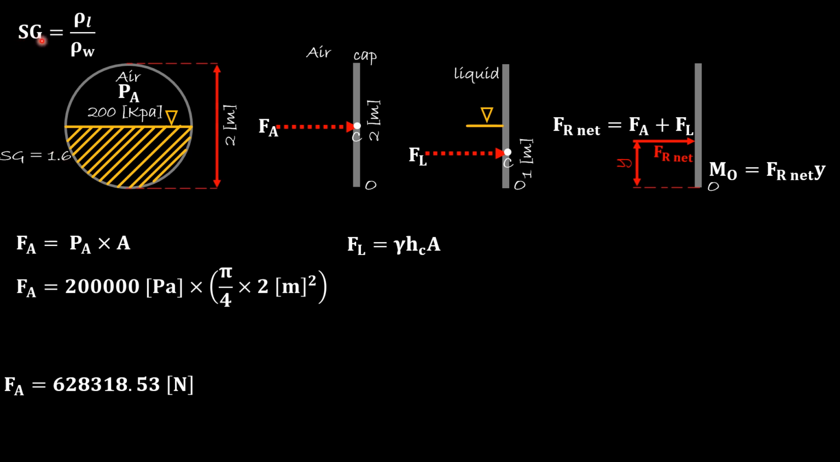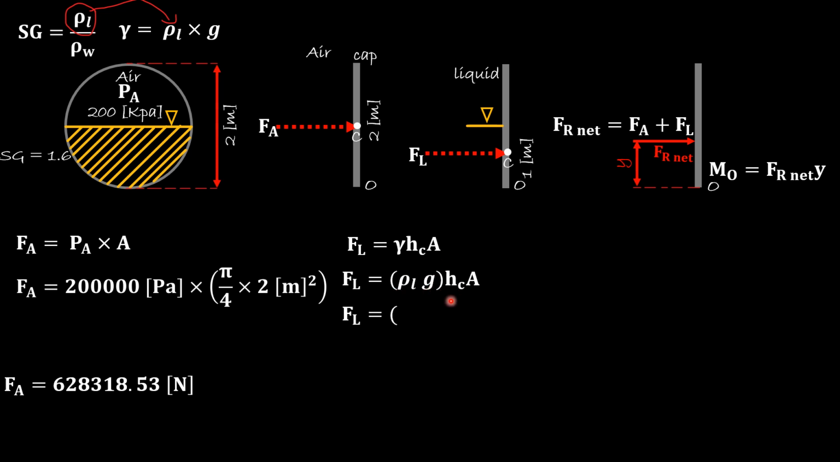Now, specific gravity is what? Specific gravity is a ratio between the density of the liquid divided by the density of water. Now, the density of water is something that we can easily find from any table, which is 1,000 kilogram per meter cube. And the specific gravity is 1.6. So we can find the density of the liquid that we are dealing with. And we know that the specific weight is density of the liquid times gravitational force. So we will solve for the density of the liquid, and when we solve this, we will plug it in our specific weight expression.